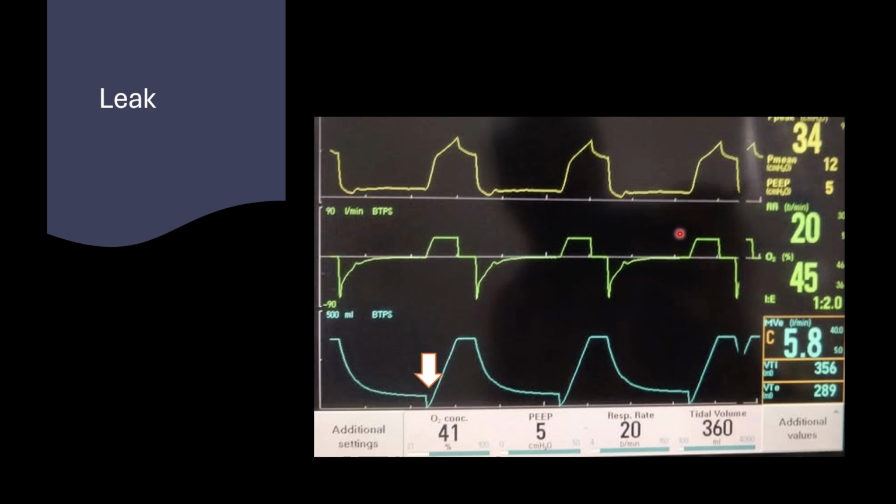The most common causes of such leaks are circuit disconnections, poor cuff seal, interface leaks, or pathological fistulas like bronchopleural fistula, and sometimes it is intentionally done. Sometimes it may be asked by the examiner, what is the intentional cause of volume leak? The answer would be that intentionally it is done during the cuff leak test. All of you know about it, right? The cuff leak test is for the assessment of the risk of post-extubation stridor.